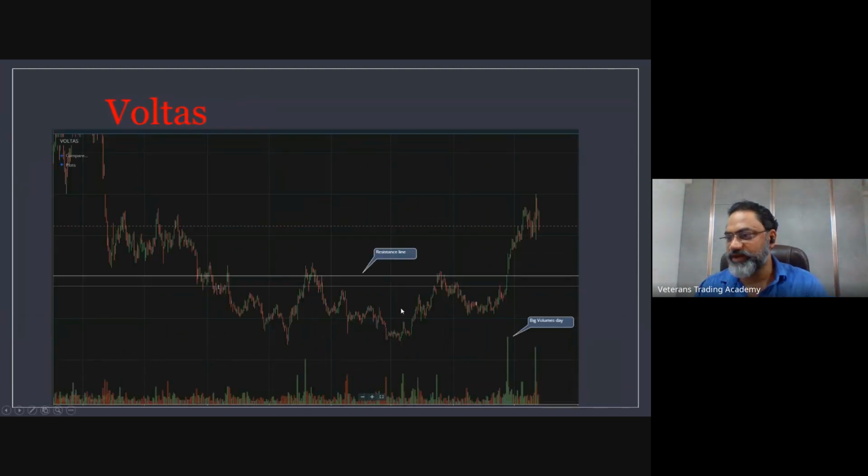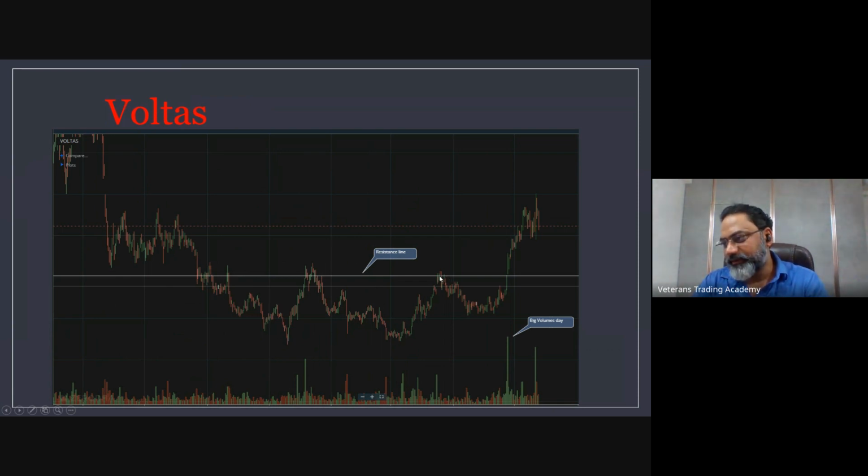Now again, this is a chart of Voltage. Voltage was in a downtrend for a decent amount of time, and if you see, it was making a support and resistance. Let's suppose this was the resistance level, and the market went below this line, and then again tested this resistance level. This time it went down again to the same level, which is a support level, and again bounced to this level.